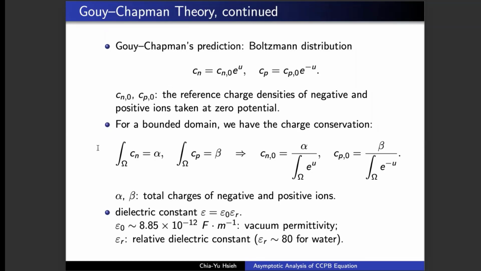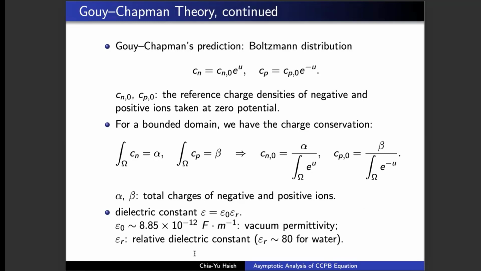So we can count the total number of the negative ions, that is, the integral of Cn equals the total number alpha, and the integral of Cp equals some constant beta, the total number of positive charge. And if we put the Boltzmann distribution inside the integral, then we can solve for these two constants. Cn0 equals alpha over the integral of e to the u, and Cp0 equals beta over the integral of e to the minus u.